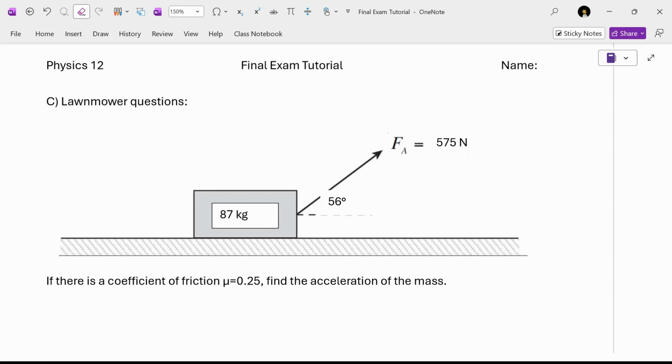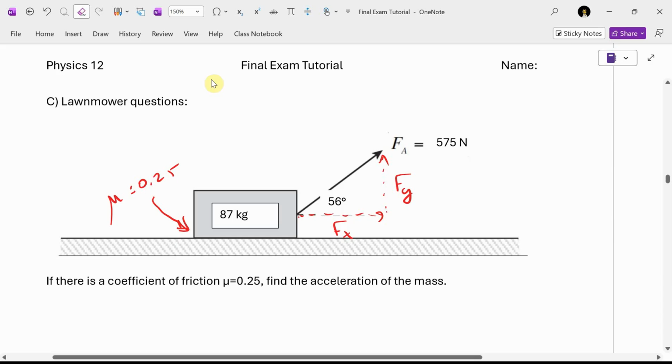So I'm going to go like this. I called that Fx. I called that Fy. And it says if there's a coefficient of 0.25, mu equals 0.25, find the acceleration. Okay.